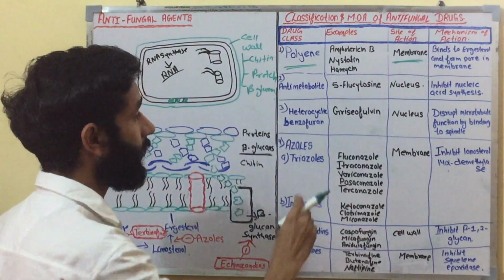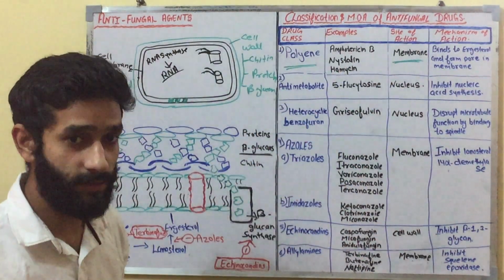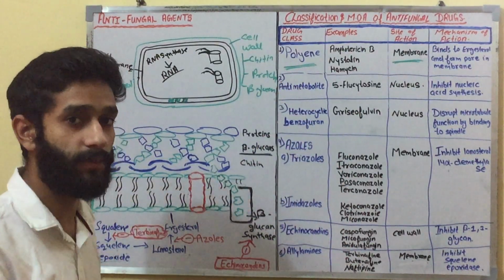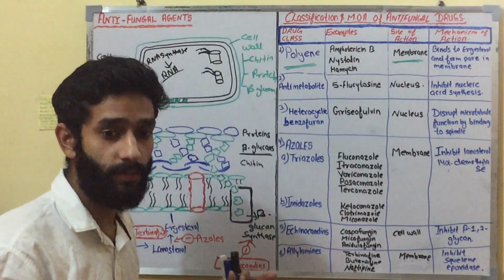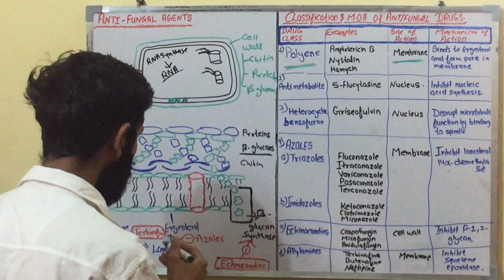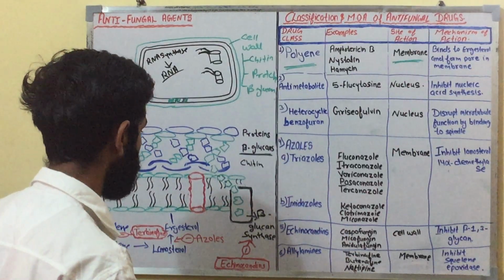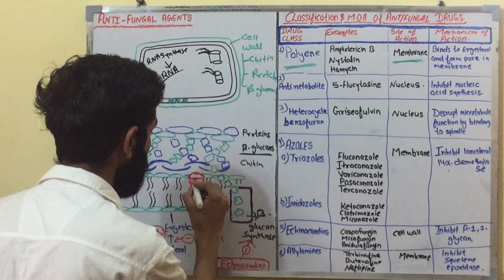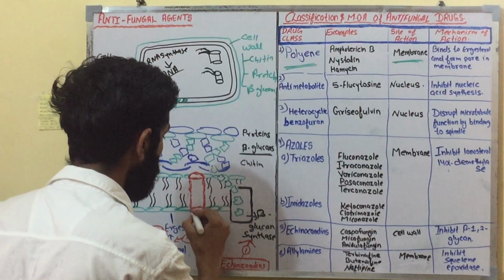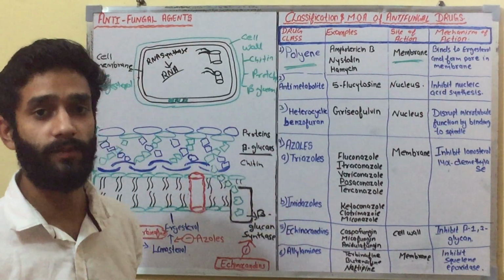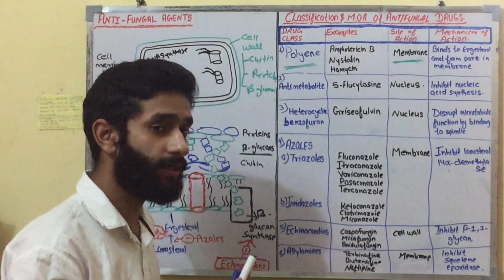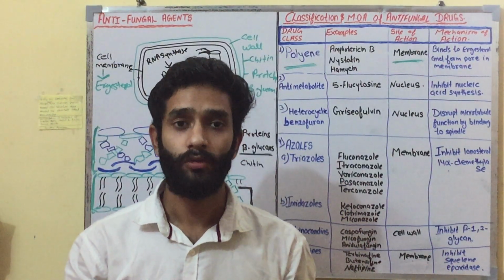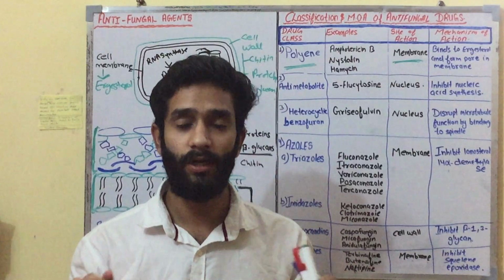Suppose amphotericin B is the polyene class drug. Amphotericin B binds with ergosterol, which is the component of the cell membrane, and makes a pore. Look at this structure, this red one. This is a pore formed by amphotericin B binding with ergosterol. Through this pore there is leakage of substances like ions from the intracellular to the extracellular side of the cell. Due to that, the cell subsequently dies.